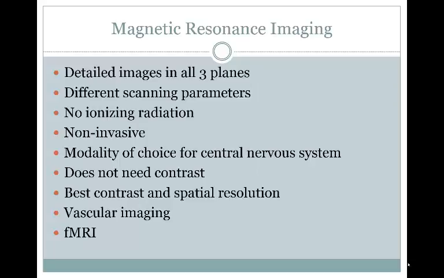MRI, magnetic resonance imaging, gives you detailed images in all 3 planes: axial, coronal, and sagittal. There's no ionizing radiation in MRI. Usually it doesn't need contrast. Gadolinium is used for some studies. Vascular imaging or MRA is possible in magnetic resonance imaging, and also functional MRI is another way that some facilities use to determine the function of the brain.